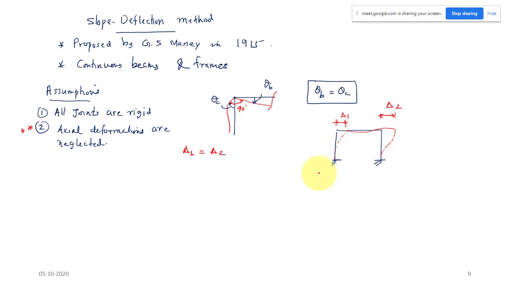Axial deformation we cannot neglect in some structures, but when you come to a building frame, or beam or frame, the deformation due to axial force you can neglect. If you neglect it, you will be getting an advantage. What advantage? The degrees of freedom, the unknown displacements, will be very much less.